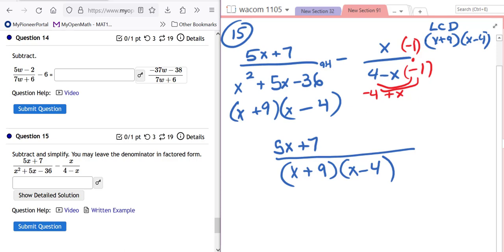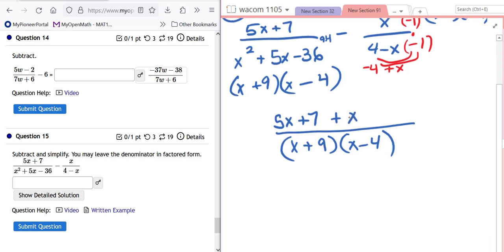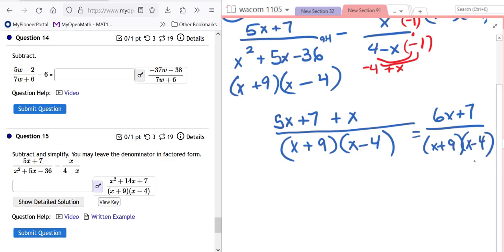Right, this one here, you have to watch out. You've got a minus here and a minus here. They multiply, and make a plus. And then these two can go together. So we have a 6x plus 7 over x plus 9 and x minus 4. Let's see if that's what they say.